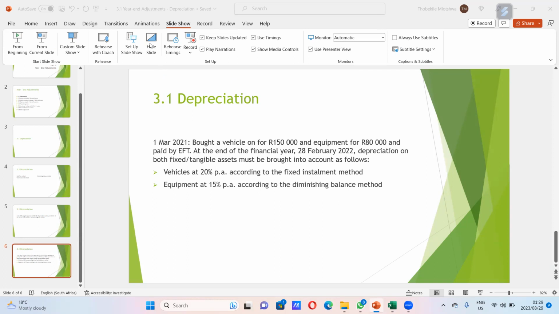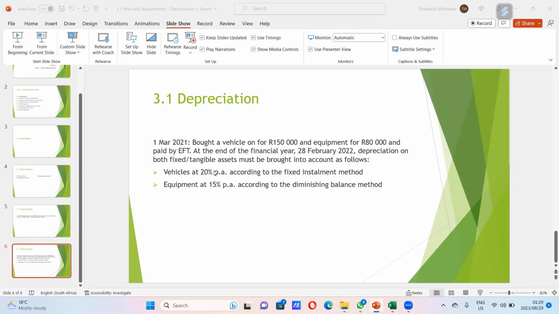Here's another example that we can do together. On 1 March 2021, bought a vehicle for 450,000 and equipment for 80,000 and paid by EFT. At the end of the financial year, 28 February 2022, depreciation on both fixed assets. Fixed and tangible is the same thing. On both tangible assets, meaning vehicles and equipment, must be brought into account as follows.